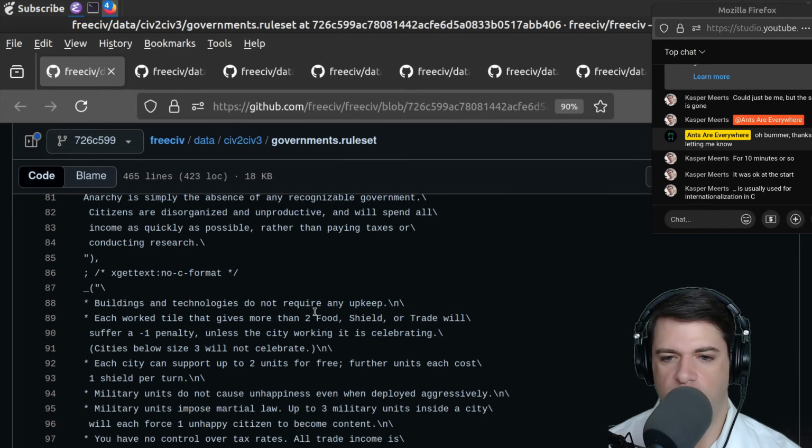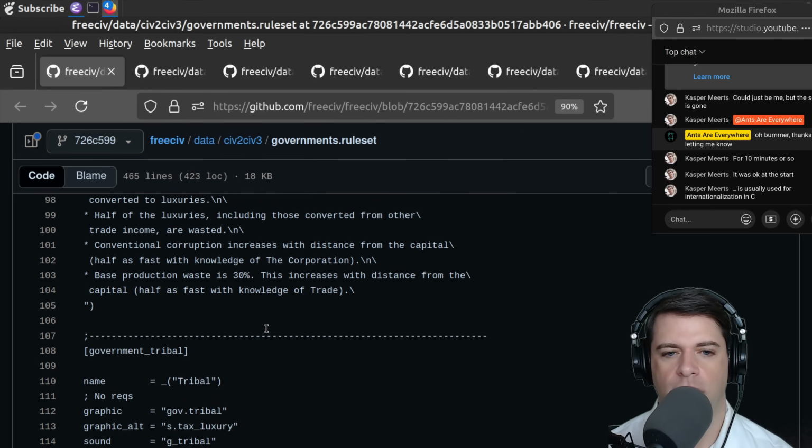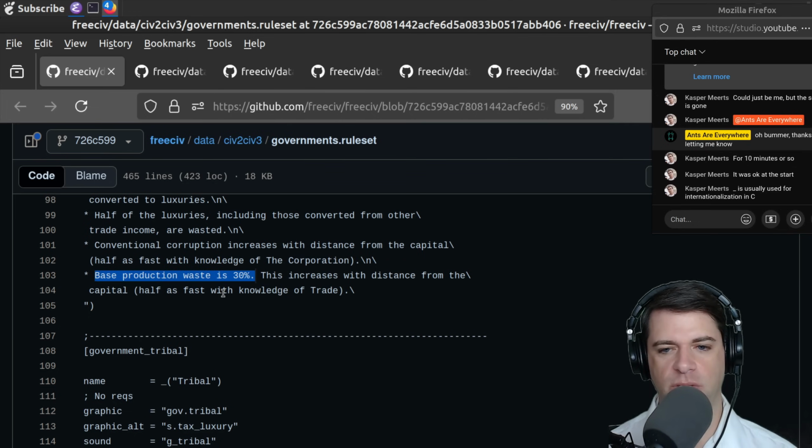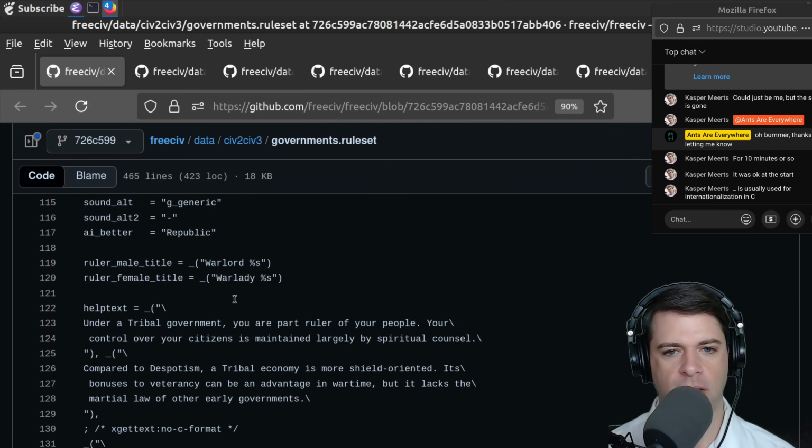Buildings and technologies do not require any upkeep. Each worked tile that gives more than 2 food, shield, or trade will suffer a -1 penalty unless the city working it is celebrating. Okay. Base production waste is 30%. This increases with distance from the capital, half as fast with knowledge of trade. Okay, and then we have a tribal. That's, I guess, one up from anarchy.